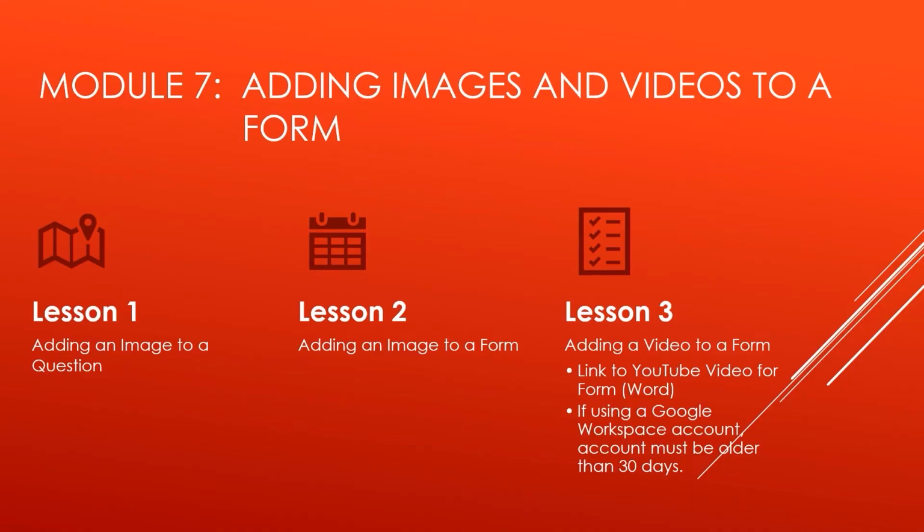In Module 7, we're going to be adding images and videos to a form. Now, we've already added an image to a form header. In this module, we're going to start with adding an image to a question and then adding an image to a form. We'll end by adding a video to a form, and you have a Word document from the files from the video description that's entitled Link to YouTube Video for Form. And there's just another note here. If you're using a Google Workspace account for this course, the account must be older than 30 days in order to be able to add a video to a form.